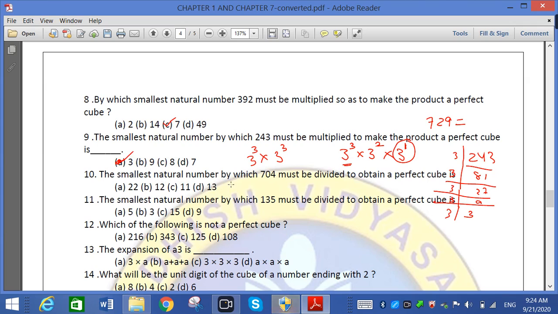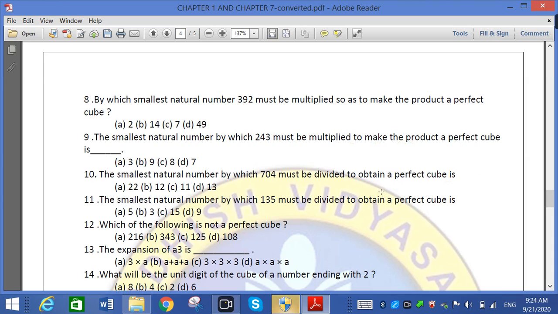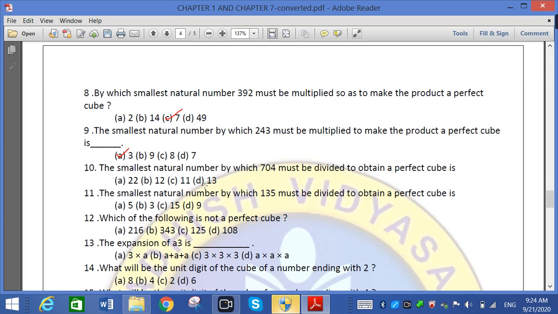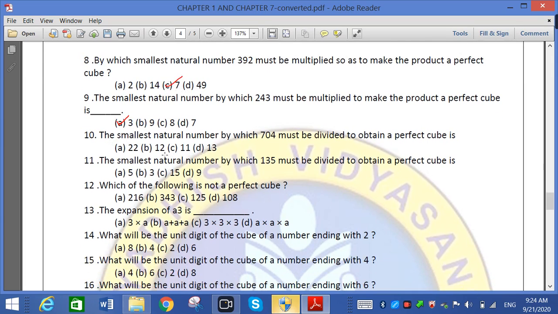The smallest number by which 704 must be divided to obtain a perfect cube. Question number 10. We are discussing question number 10. So the answer of 8 is 7. Now the 10th. Question number 10. Again the same thing we have to do.